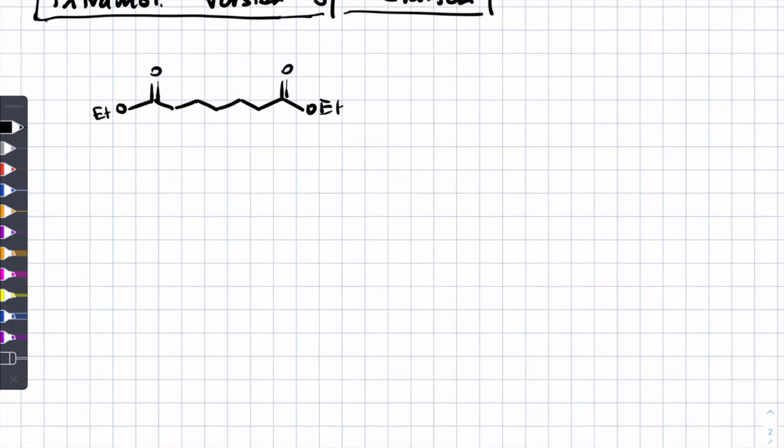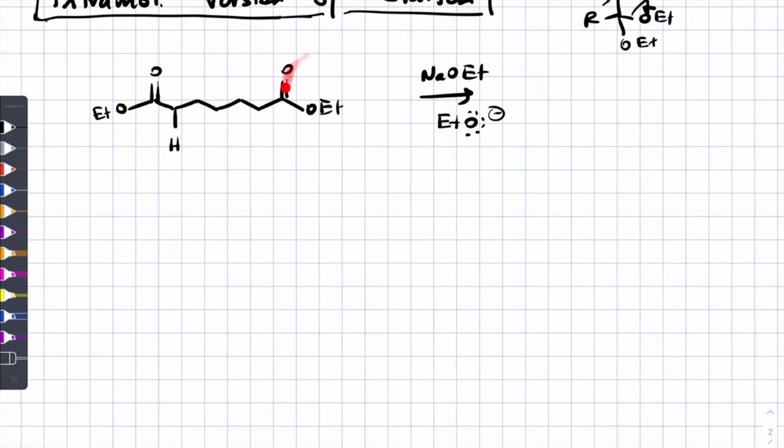So let's see. If we use sodium ethoxide, again, why are we using this as our base instead of hydroxide? We're matching the nucleophile/base such that if this were to attack the carbonyl carbon, you'd get a tetrahedral intermediate like this where you've got two of the same thing attached to that carbon. Either one can get kicked off and that takes you back to starting material.